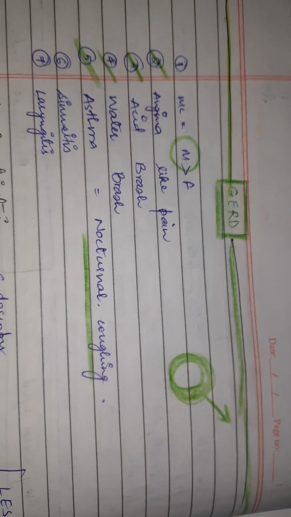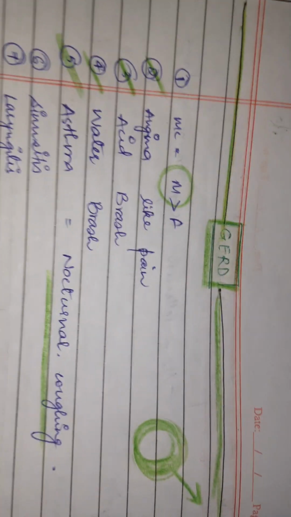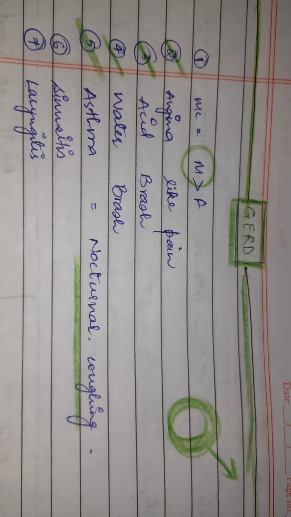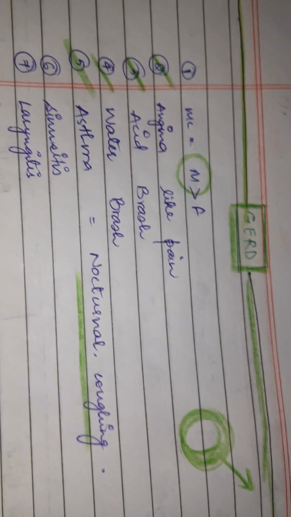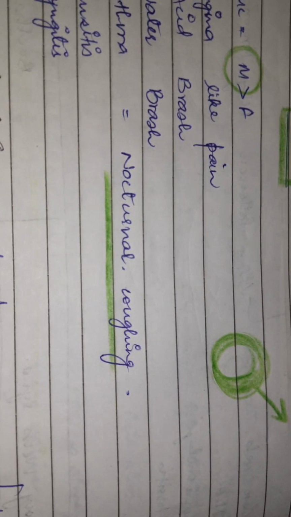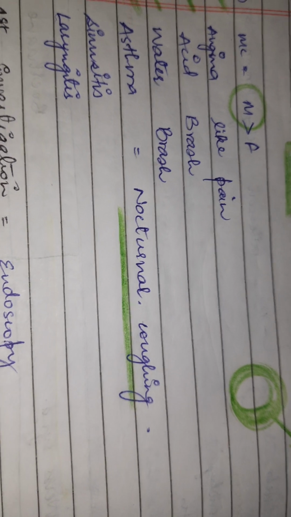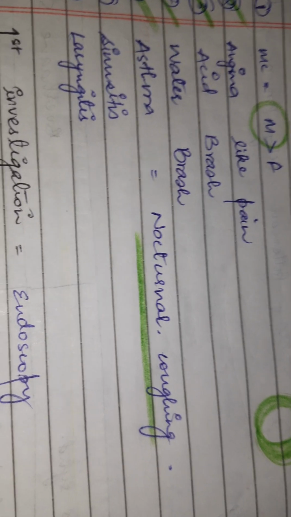Okay. Then now, all of our favorite topic, GERD. It is most common in males. Angina-like pain occurs. Acid brash or water brash comes. Then asthma and nocturnal coughing may occur here in GERD. Sinusitis may occur. Laryngitis may occur.